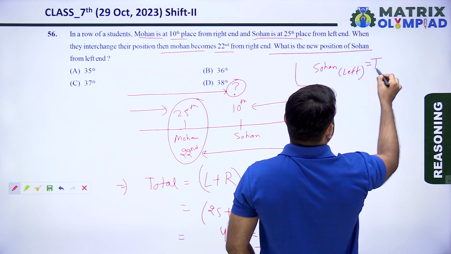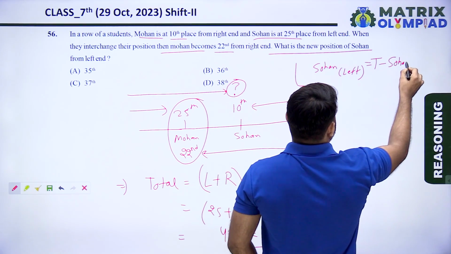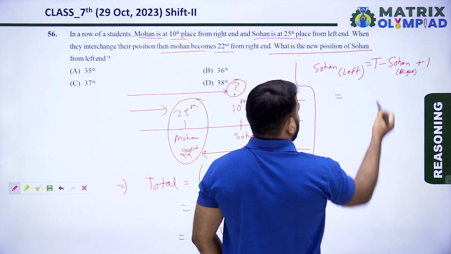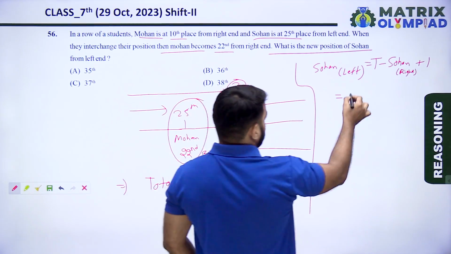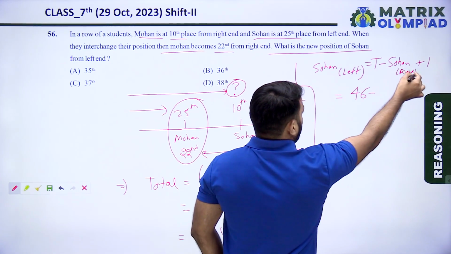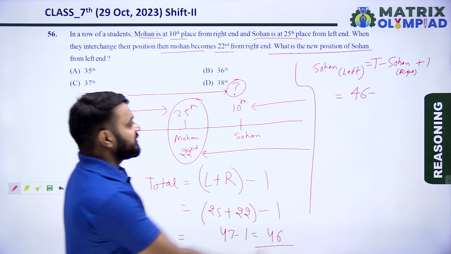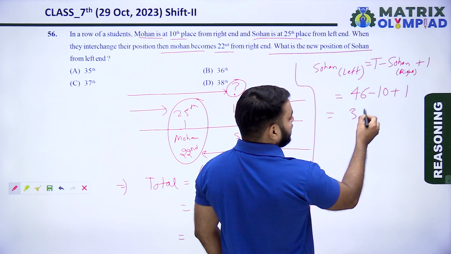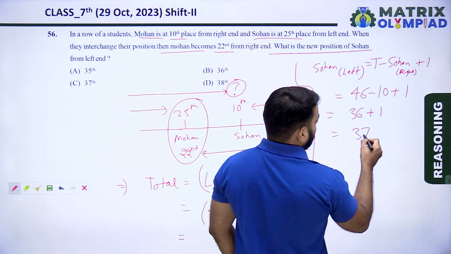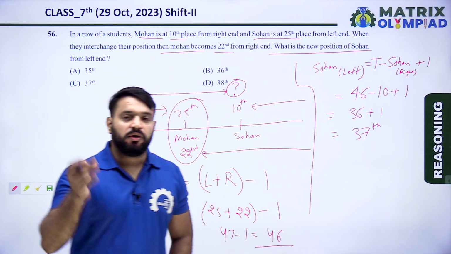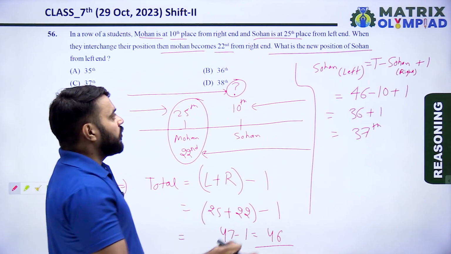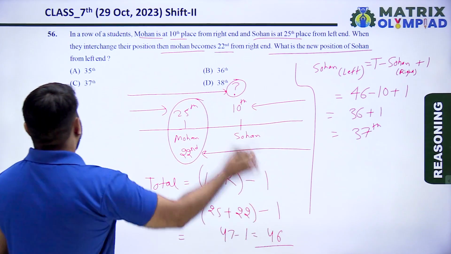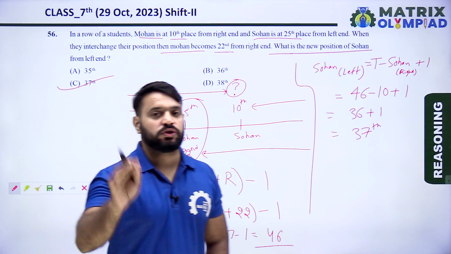So the formula is total minus position of Sohan from the right plus 1. So the total number of students is 46, minus the position of Sohan from the right, which is 10, plus 1. So 46 minus 10 is 36, plus 1. So 37. So the new position of Sohan from the left end is 37. So option C is the correct answer of this question.